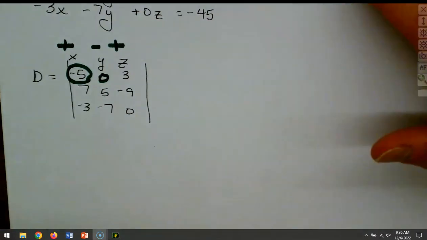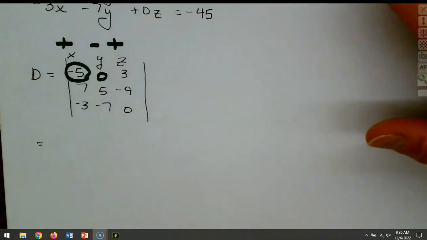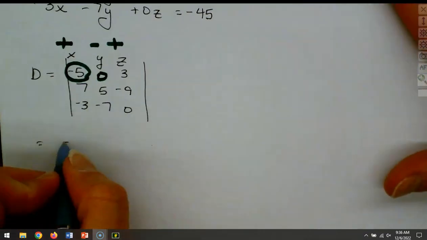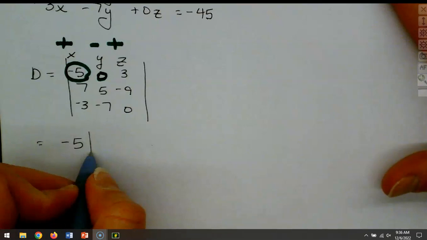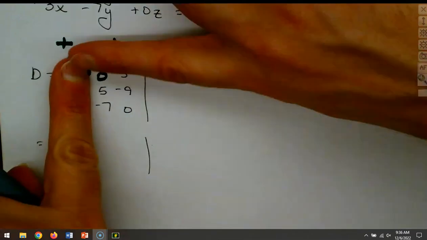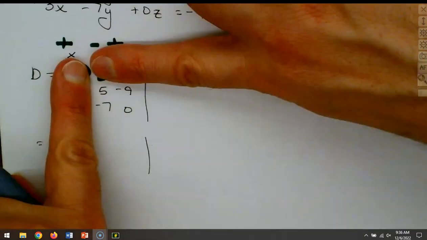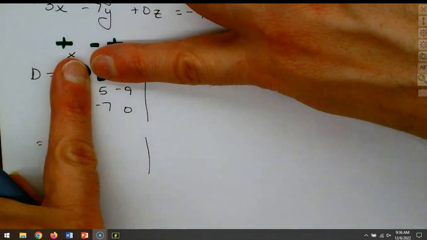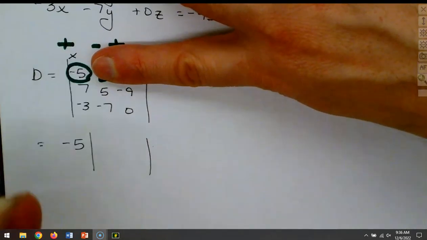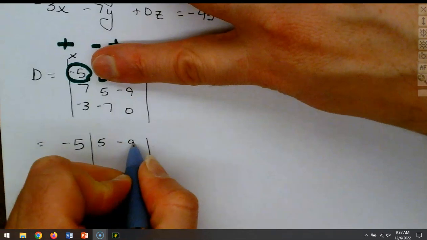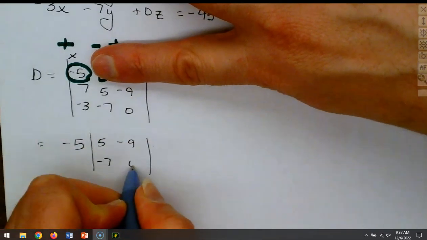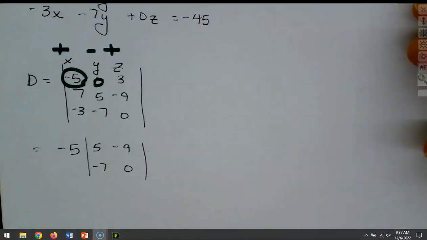So what do we have now when I expand this out? Well, we've got negative 5. And when I cross it off, what's my determinant? 5, negative 9, negative 7, 0. Is everyone right with that? Okay, so that's our first one. Now, what about the next one?